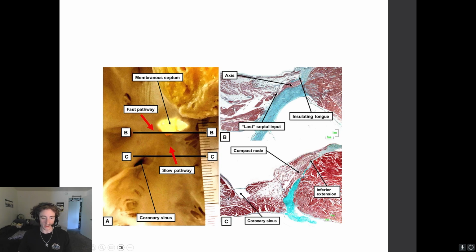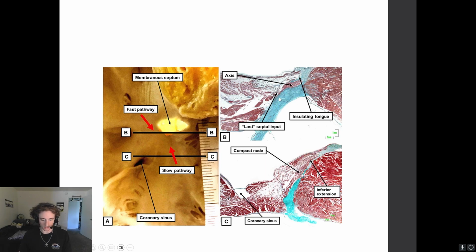So what are we looking at? Well, on the left panel, we see all these things. So these lines, BB and CC, these correspond to the histological sections over on this right panel, okay? So BB, essentially, if you took this section, this would be right here. If you took CC, if you took this section, this would be right here.